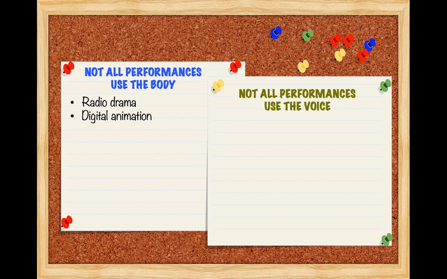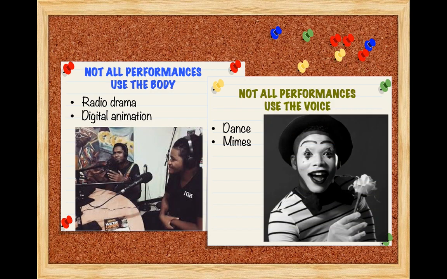And not all performances use the voice either. So we have dance. Of course, there are some dance performances that do use voice, but in this particular instance, we're talking about pure dance, where it's literally just the body alone that's moving. And then you also have mimes. So the thing about when you have a performance that does not use your voice, it's that the body then is the carrier of the message. So the body needs to be more prominent, stronger, and kind of overcompensate for that lack of voice. So the body is kind of like a voice in itself.